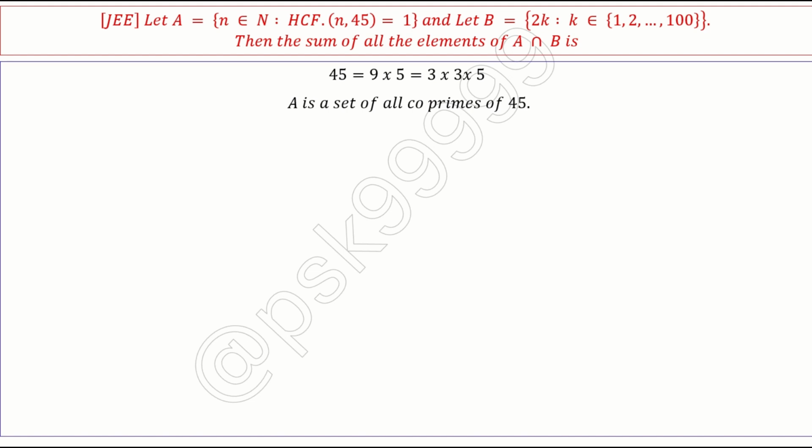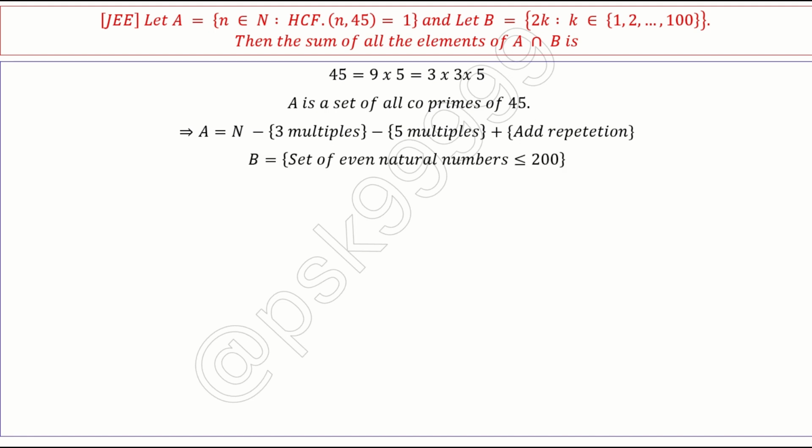You should not have multiples of 3 and 5, right? So A is the set of all co-primes of 45, and A equals natural numbers minus 3 multiples minus 5 multiples, and then add repetitions, because you may have some 15 multiples, which you removed twice. And B is a set of even natural numbers less than 200. A intersection B is the set of even natural numbers that are co-prime with 45 and less than 200.